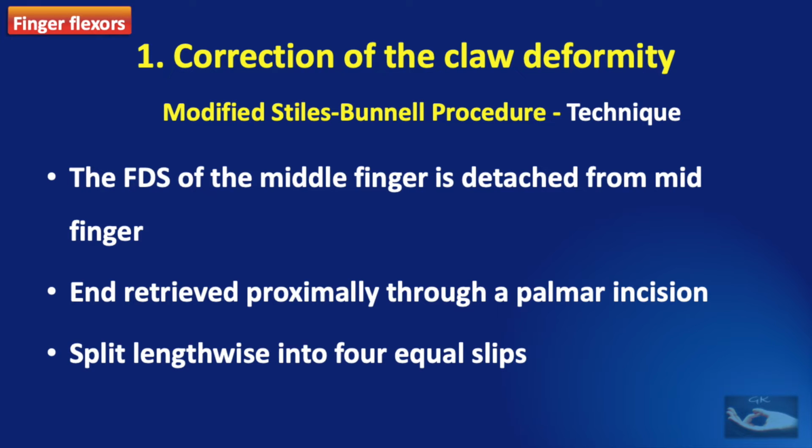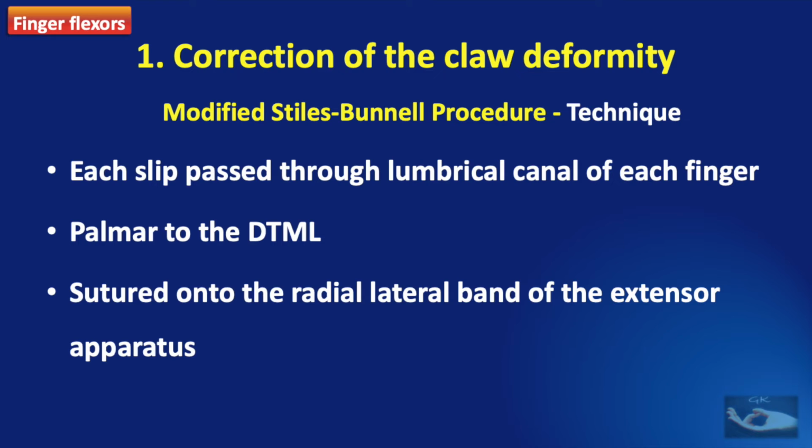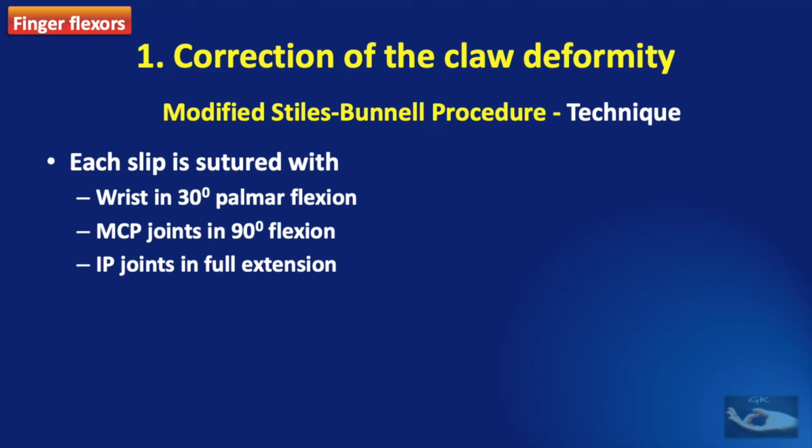It is then split lengthwise into 4 equal slips. Each of these slips is passed through the lumbrical canal of each finger, passed palmar to the deep transverse metacarpal ligament at the level of the metacarpophalangeal joint, and sutured onto the radial lateral band of the extensor apparatus of each of the fingers. The suturing of these slips is done with the wrist in 30 degrees palmar flexion, metacarpophalangeal joints in 90 degrees flexion, and interphalangeal joints straight.